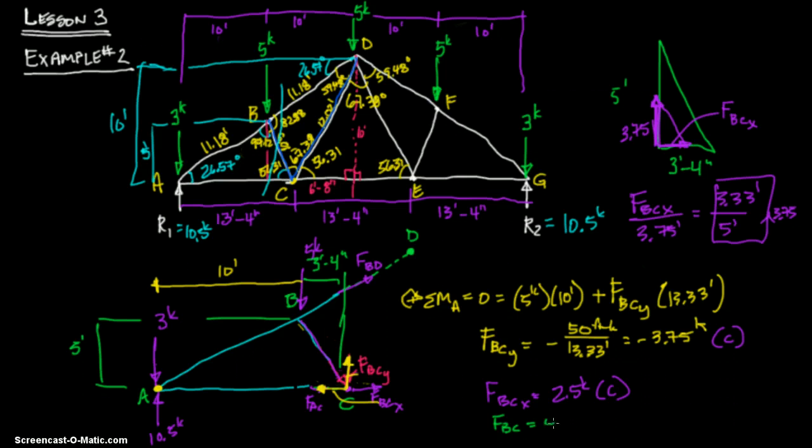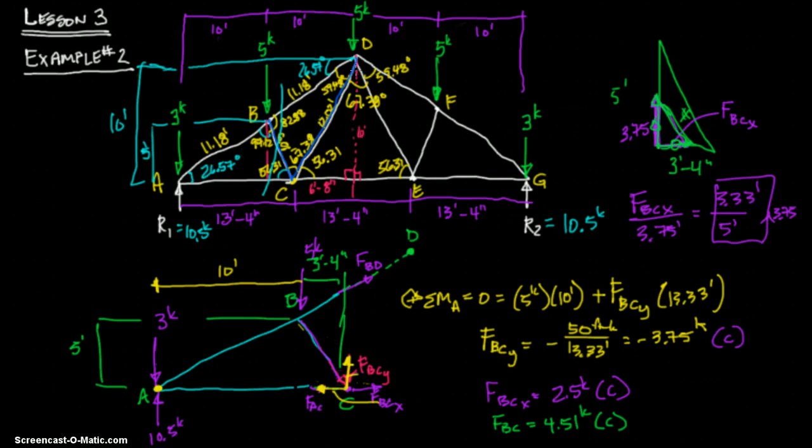FBC equals 4.51, and remember, that is in compression, and that was the Pythagorean theorem that I did. Remember, you have this right here, you have this right here, and you're looking for this right here, and therefore that side squared plus this side squared, and take the square root of that, and you get this side. A squared plus b squared equals c squared, in other words. Alright, so we have FBC.